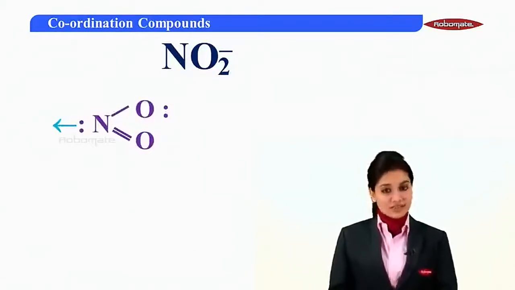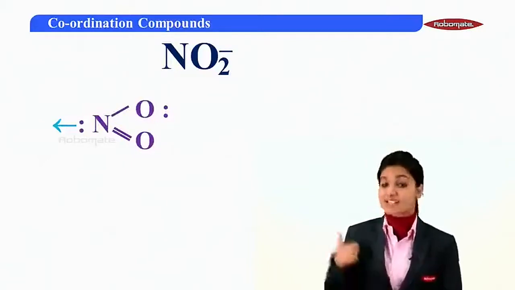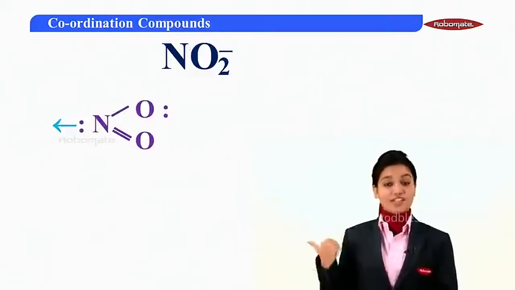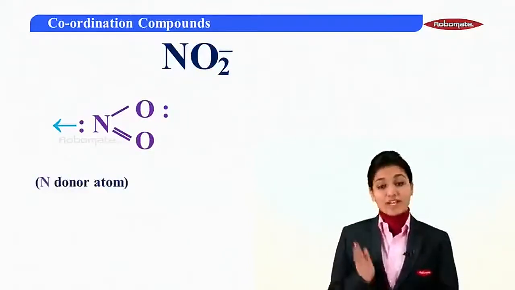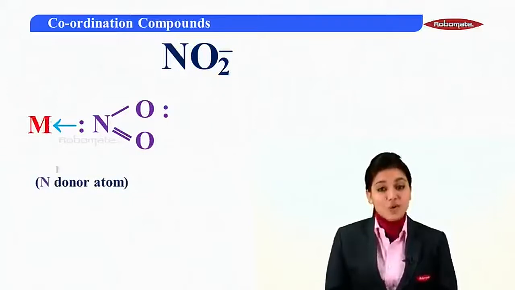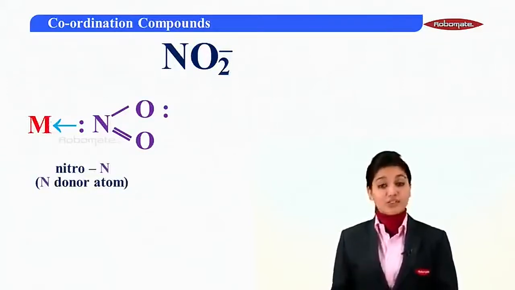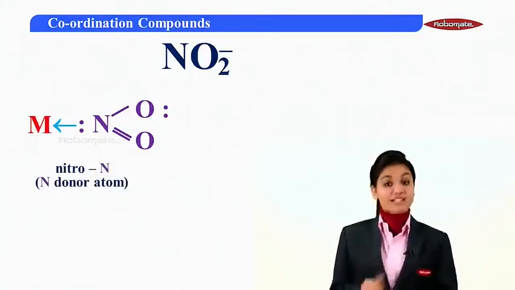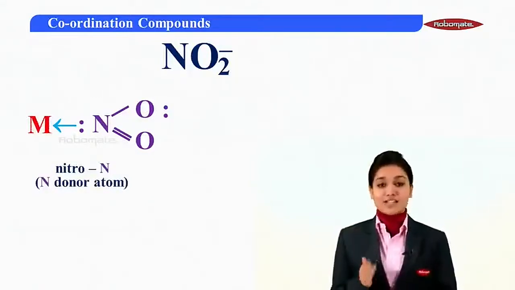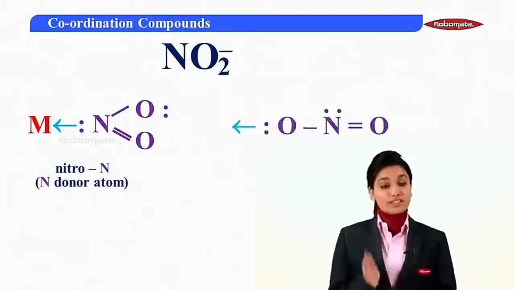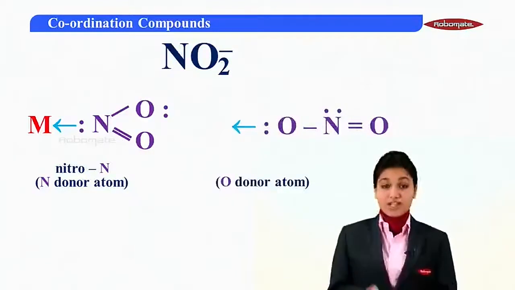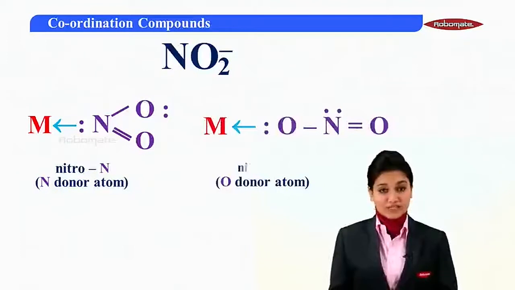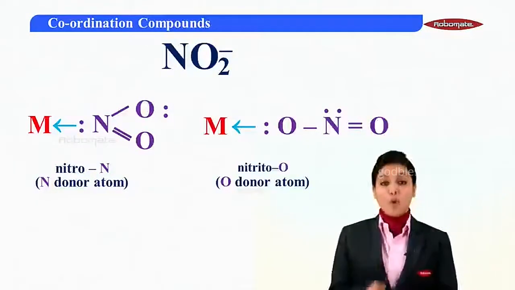In this case, we have two donor atoms. One is the nitrogen. So if you see here, nitrogen is involved in the formation of a coordinate bond. Whenever the nitrogen is acting as a donor atom, it is called nitro N. But in the same ligand, even oxygen can act as a lone pair donor. So even oxygen is participating in the formation of a coordinate bond. Whenever oxygen participates, we call it nitrito O.